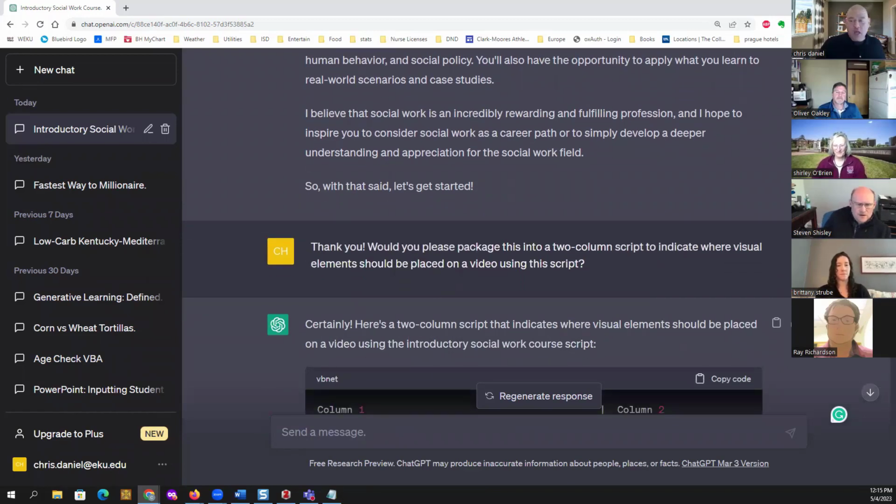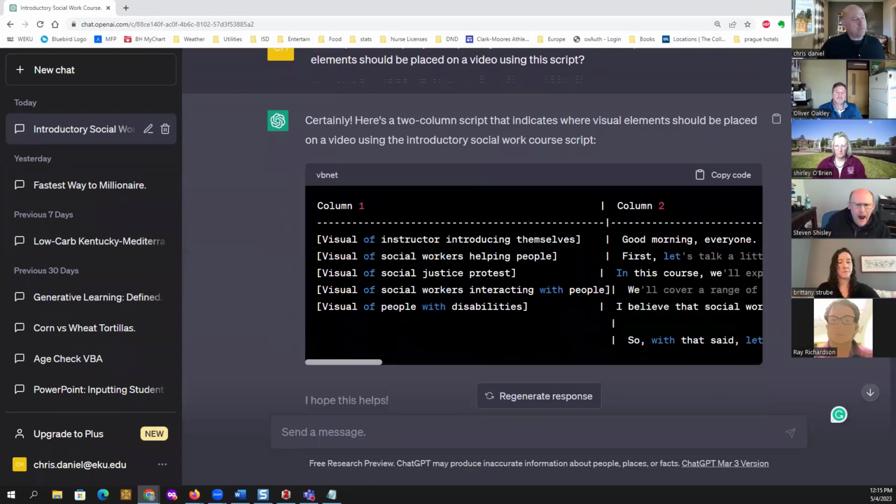So I thank the disembodied artificial intelligence. Would you write me a 2-column script for this and suggest where I can place images? It said, sure. And so it took the exact same script, gave me the script in column 2, and then gave me suggestions about the types of visuals that I might include. Now that's a pretty quick transition, but there it is. It's something to work from.